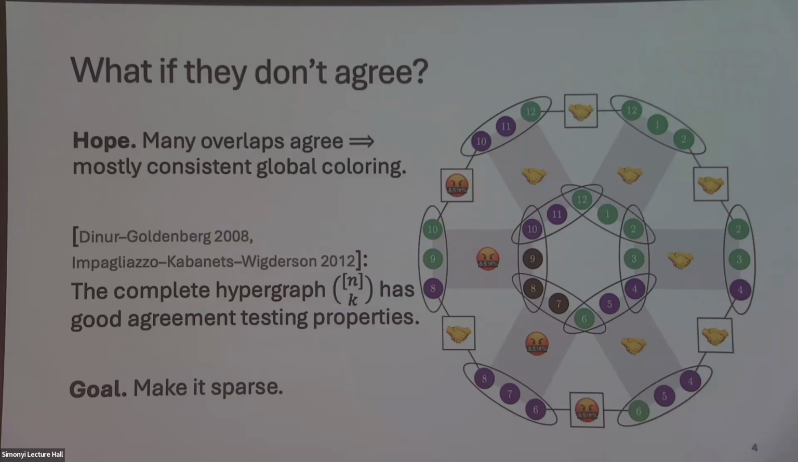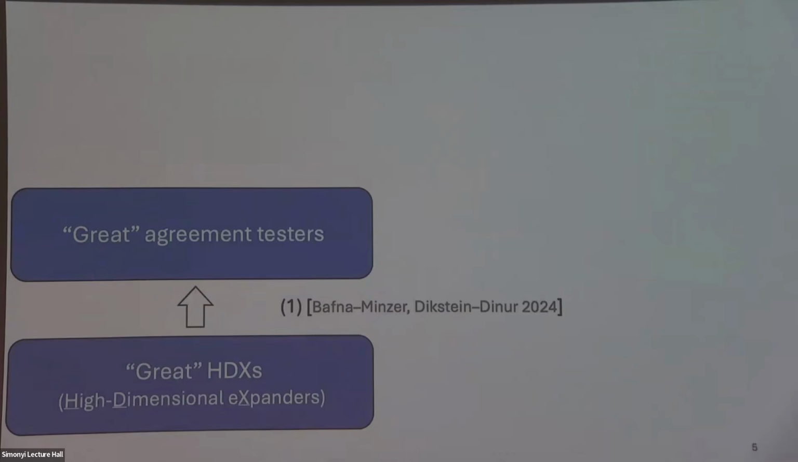The goal of a very long line of work that culminated a few years ago was to make sparse hypergraphs that have similar good agreement testing properties to the complete hypergraph. Does this make sense? Okay. I should say the cycle is maybe a misleading example because it's a terrible expander and you want a good expander.